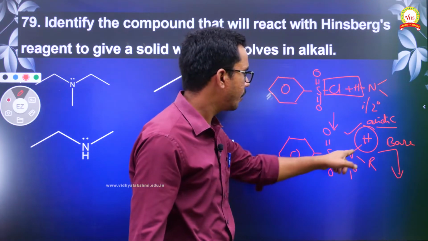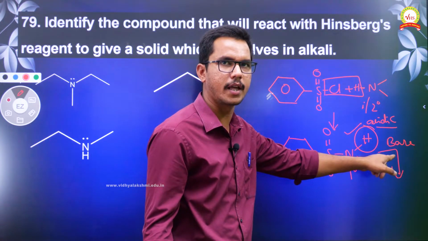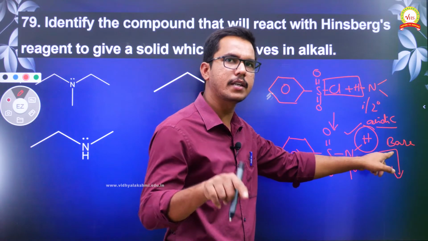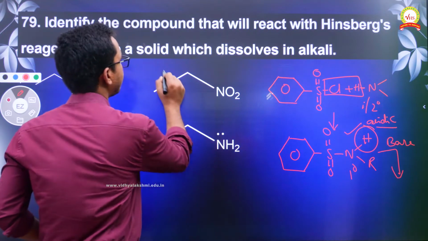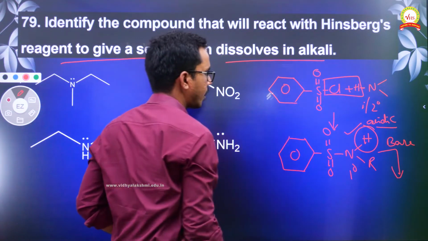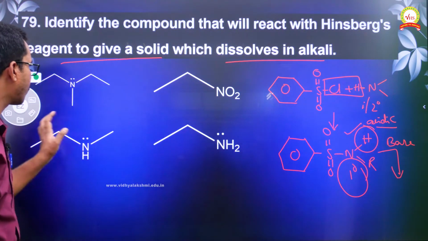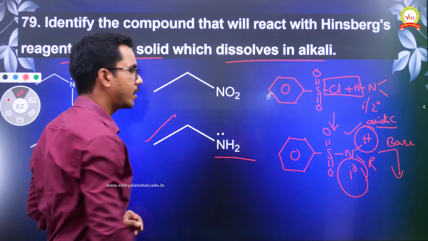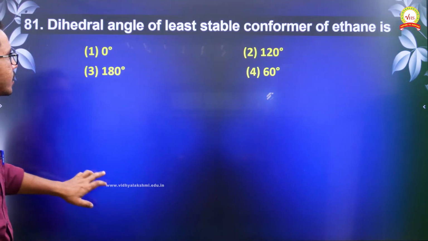That's why it is more acidic, right? If it is primary only, we can have the acidic hydrogen over there, which can react with base or dissolve in the base. If it is secondary or tertiary, it cannot. Secondary can react with the Hinsberg reagent, but not with the base. To satisfy these two, to give the solid and to dissolve in water, it should be a primary amine. Out of all these options, where do we have the primary amine? Here. The answer is D. Okay, let us go with the next question.